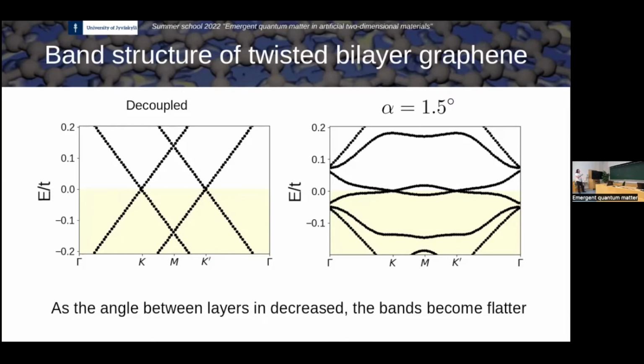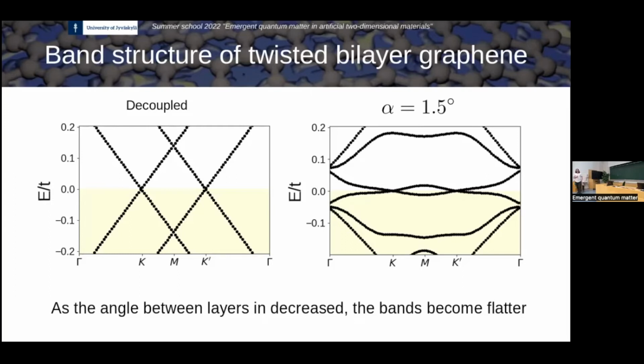Another way of thinking about it is that switching on the coupling between the two different layers actually decreases the bandwidth of the lowest energy states. And this is the very same phenomenology as we saw in the twisted dichalcogenides.